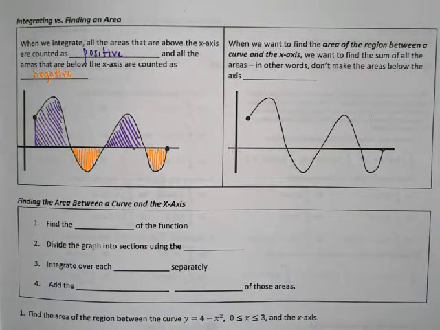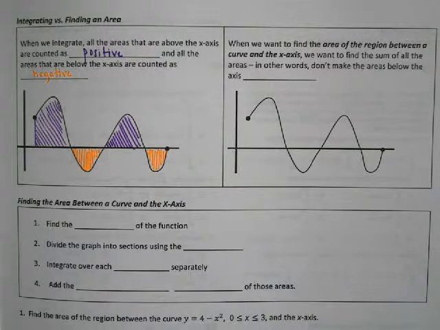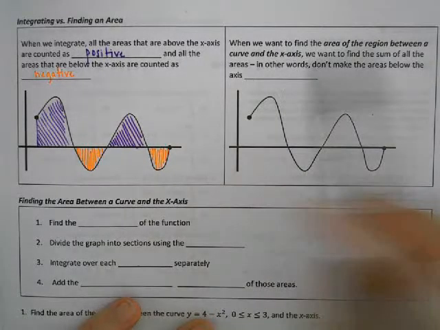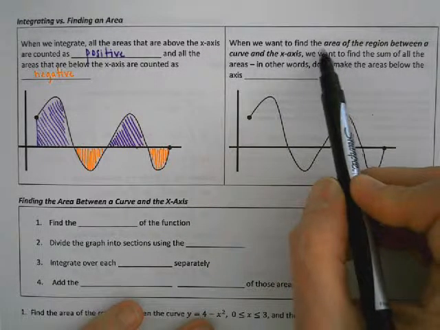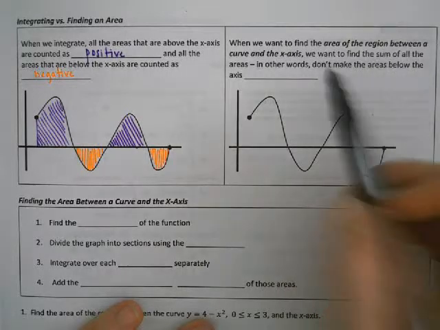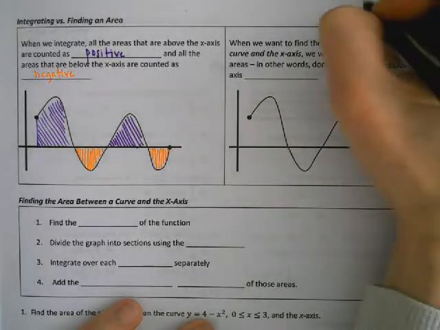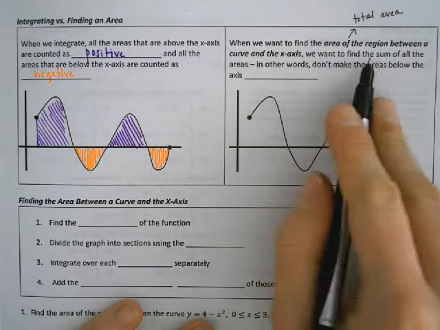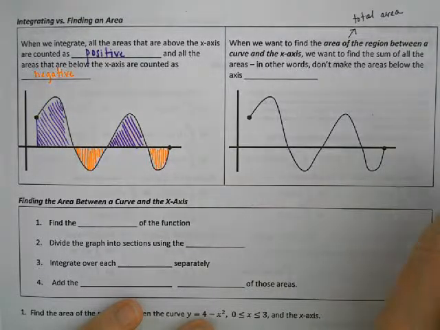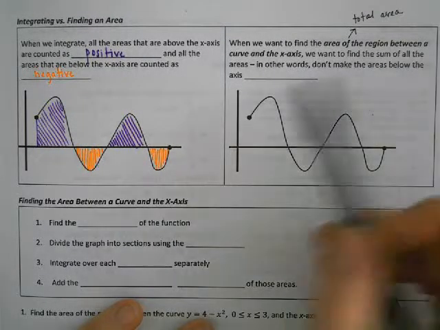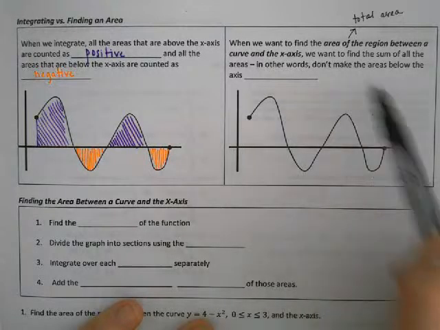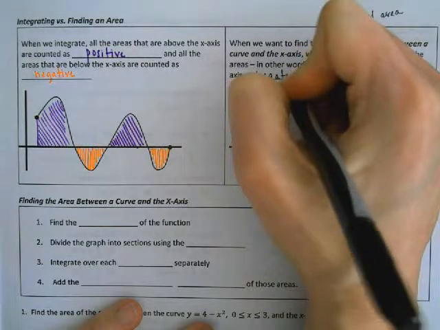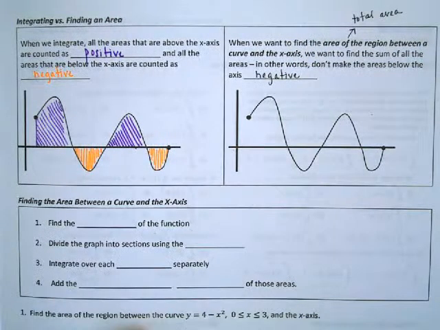So the question is now, how do we find the total area between a curve and the x-axis? When they specify that we're finding the area of the region between the curve and the x-axis, that is what we mean by the total area. So we'll use that verbiage to indicate the total area. Okay, so now when we do that, we want to find the sum of all the areas. So in other words, we don't make the areas below the x-axis negative. So we're going to spend the rest of the time figuring out how we make that happen.